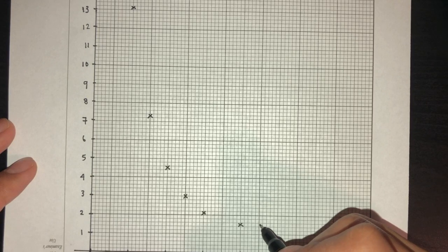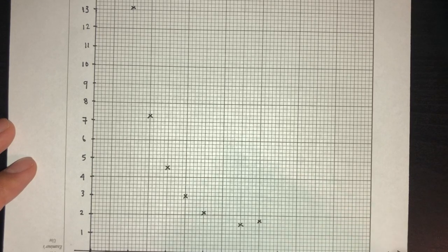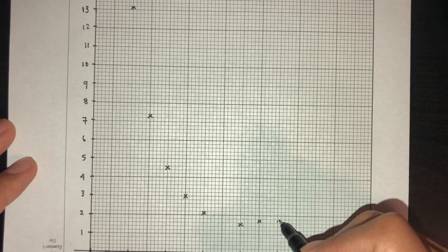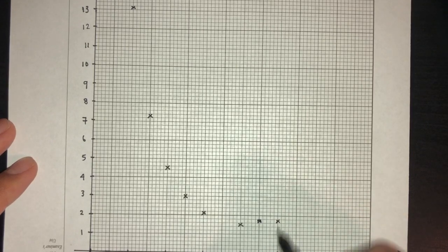1.2, 6, 7 will be right here. And we have, should be 5, not 4.5. 5, 1.5 is here. This one is a mistake. This one is the point.